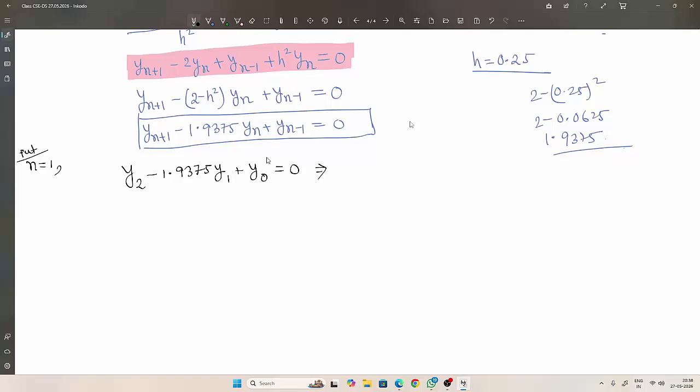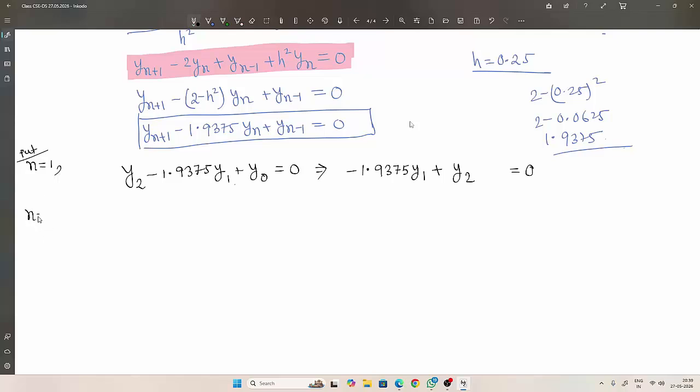Whatever is known, put it here. So y0 is 0, I am putting 0, and then I am writing in the order minus 1.9375 y1 plus y2 is equal to 0. I am writing it in the order of y1, y2, y3, maintaining the order and nothing else. First I write the y1 expression, then the y2 expression, and since no y3 expression is there, I am leaving some position there. Finally I will write it here.